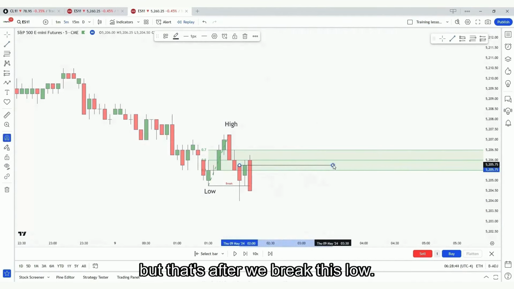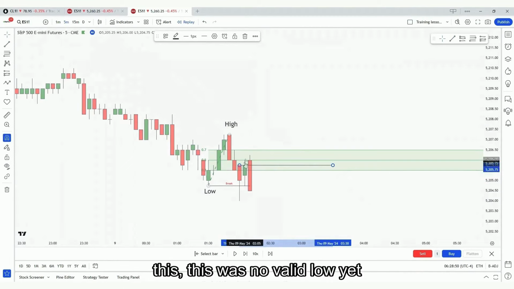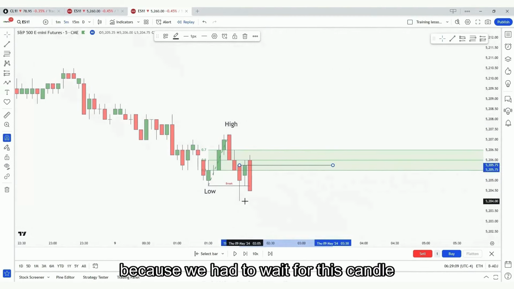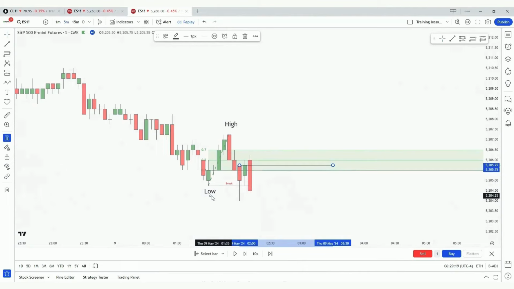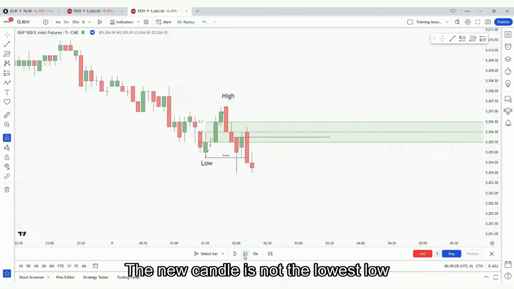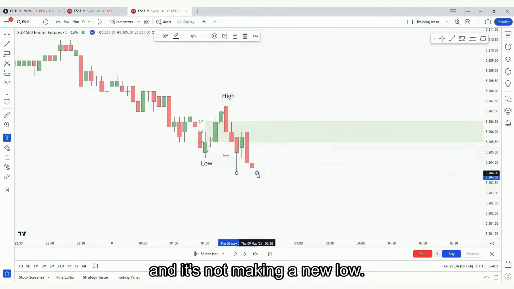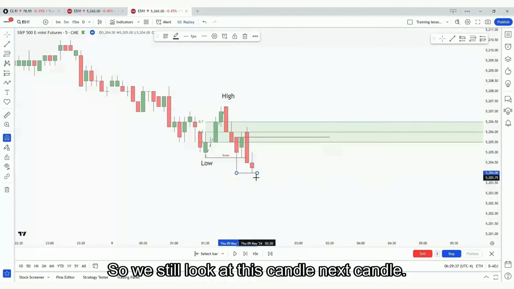But that's after we break this low. So even if this green candle would have closed higher than this, it was no valid low yet, because we had to wait for this candle to close below the low. Let's see what happens. We play the next candle. The new candle is not the lowest low, because you can see that this is the lowest point, and it's not making a new low. So we still look at this candle.